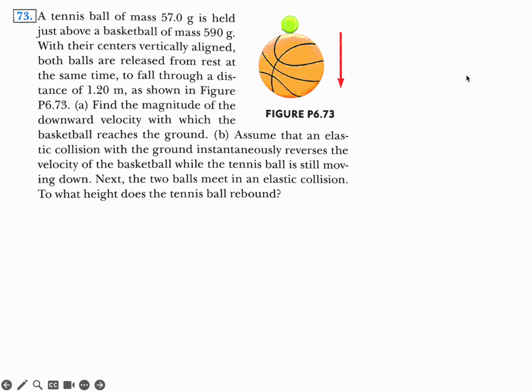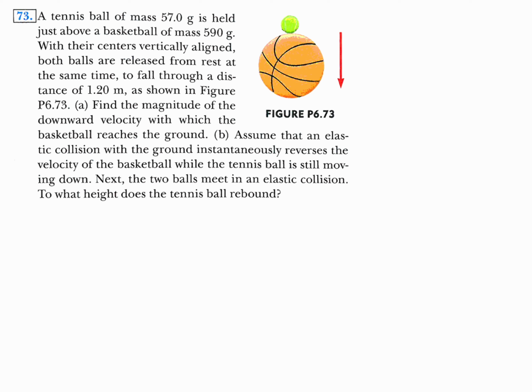So here's question 73. You've got a tennis ball of mass 57 grams held above a basketball of mass 590 grams with their centers vertically aligned. Both balls are released from rest and fall for a distance of 1.2 meters. Find the magnitude of their downward velocity with which the ball reaches the ground.